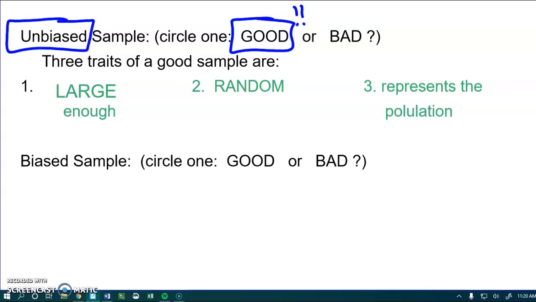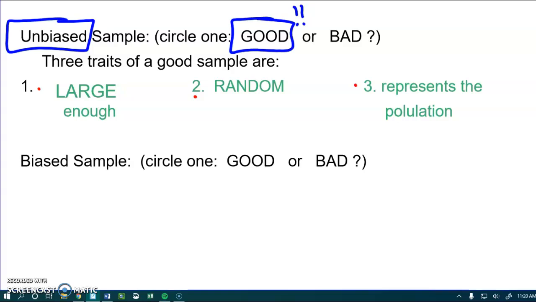Number 1, it has to be big enough, right? It's not a good sample if you only pick 3 fish from the pond, or if you only talk to 2 students at Orr Creek. That's not going to be a large enough sample to give you enough data. Number 2, it has to be random, so all the students equally likely to be picked, or any of the fish equally likely to be selected out of the pond. And then number 3, it has to represent the whole population.